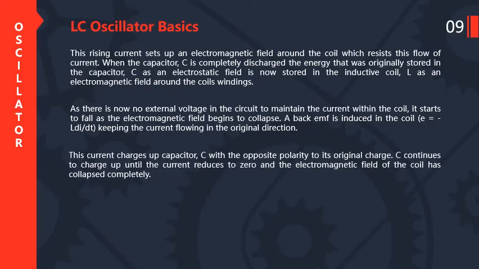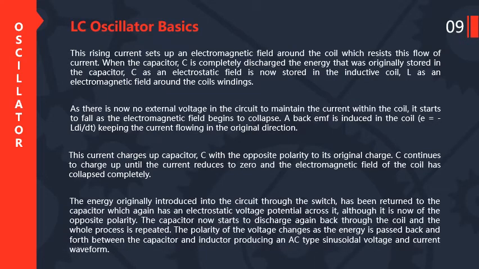keeping the current flowing in the original direction. This current charges up capacitor C with the opposite polarity to its original charge. C continues to charge up until the current reduces to zero and the electromagnetic field of the coil has collapsed completely. The energy originally introduced into the circuit through the switch has been returned to the capacitor, which again has electrostatic voltage potential across it, although it is now of the opposite polarity.